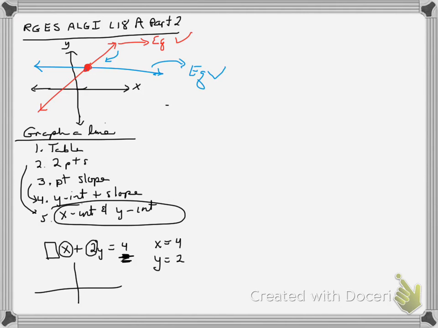So really what I mean here is that my first point is 4, 0, and my second point is 0, 2, right? So on the x-axis, I would go over to 4, there's a point. On my y-axis, I would go up to 2, there's my second point, and a line is defined by 2 points, and there's my line. Let's look at another one. Another example here.